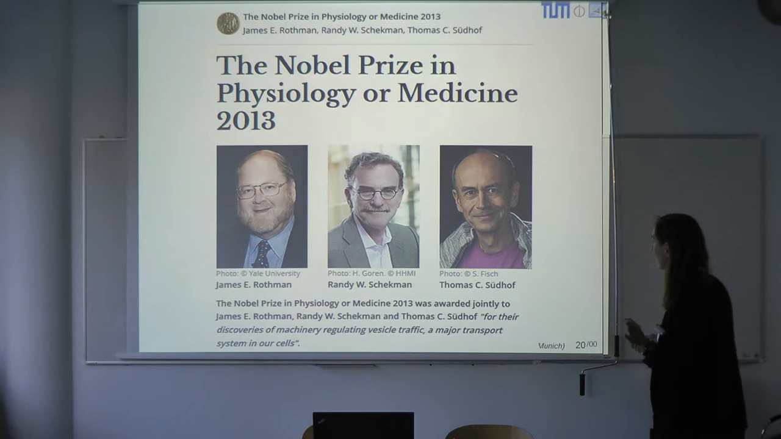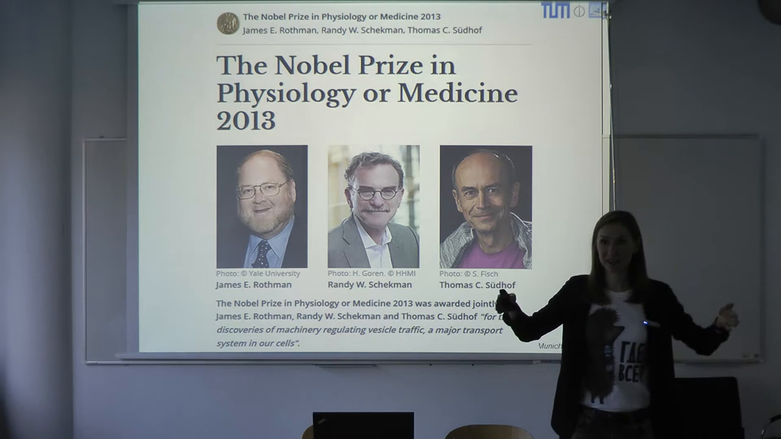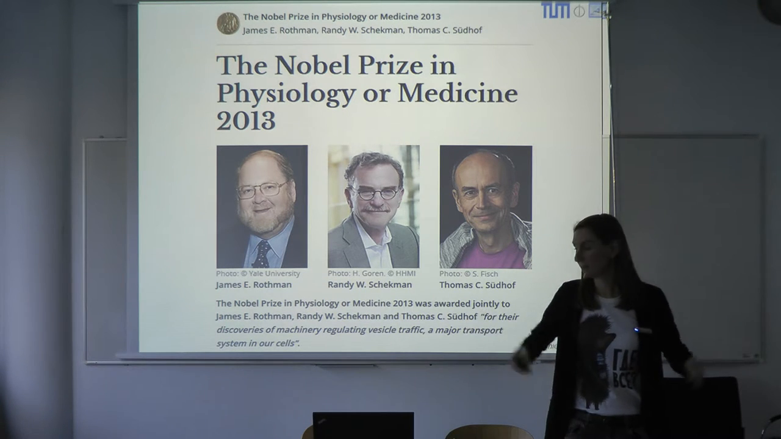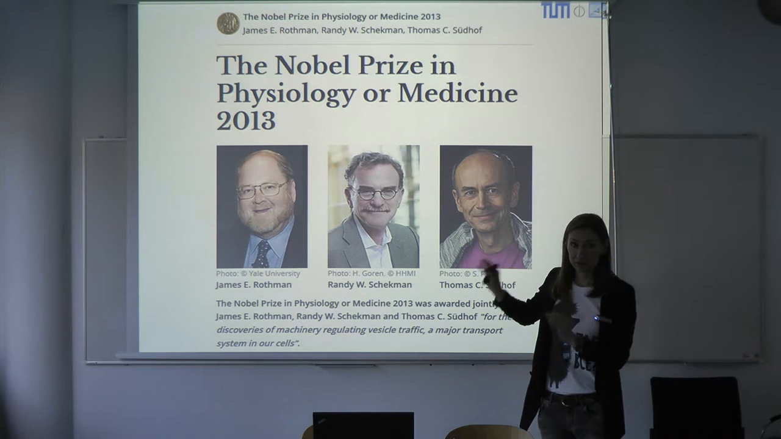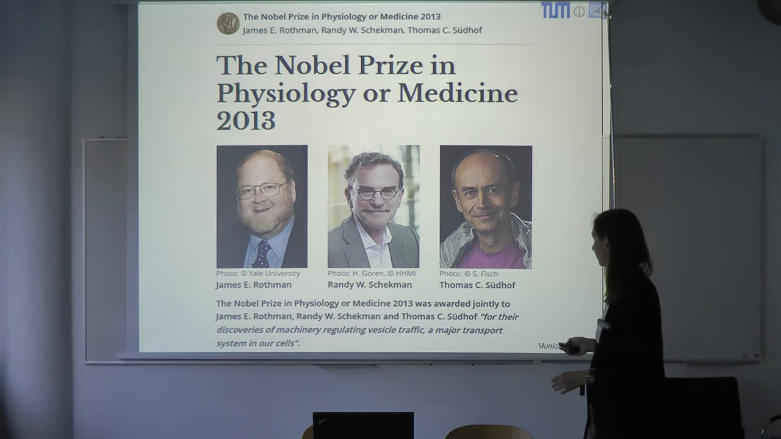Just recently, 3 years ago, there was another Nobel Prize given for another localization finding, and that's about how proteins actually travel in the cell using the vesicular transport. So imagine that for one and the same biological problem, there have been two Nobel Prizes given just within the last decade and a half, 2 decades. So this field is really very important for scientific research, for new scientific discoveries.